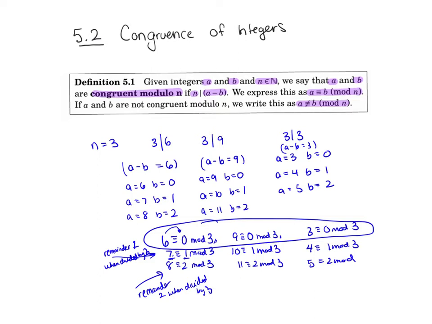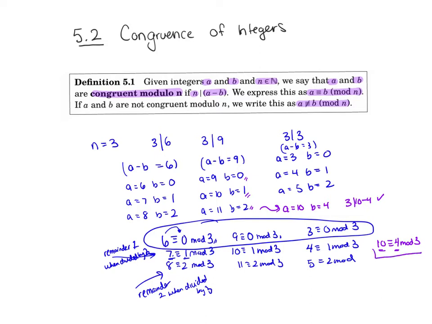Now I can add other things. I don't have to just have 1s and 0s and 2s here. So I know that, for example, when a is equal to 10 and b is equal to 4, 3 divides 10 minus 4, because that's 6. So 10 is also congruent to 4 mod 3. So I don't need either of my numbers to be that small remainder.